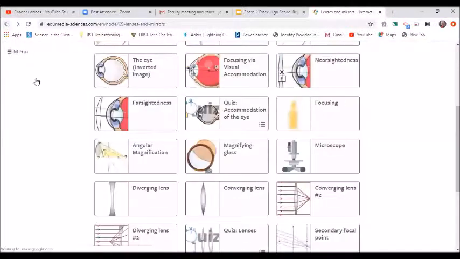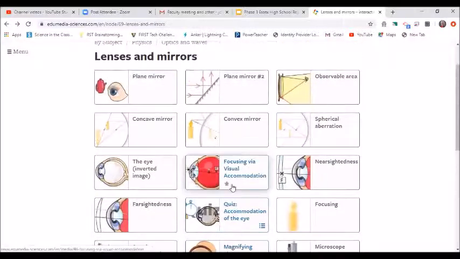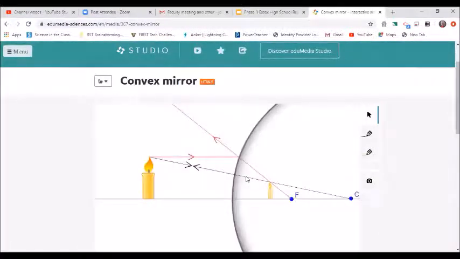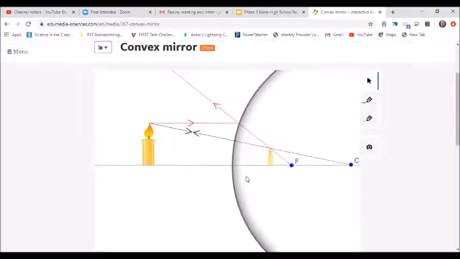Let's take a look at mirrors really quickly and see what kind of attributes they have. So let's start off with a convex mirror. If you saw the video I did before, I was able to start a fire. And let's see which kind of mirror is appropriate for that.